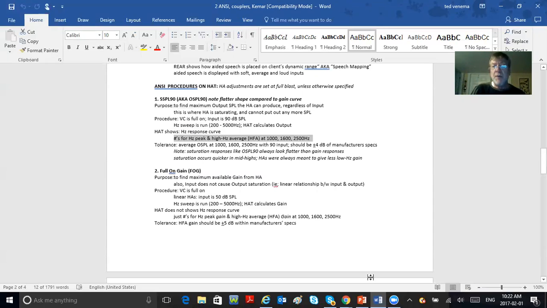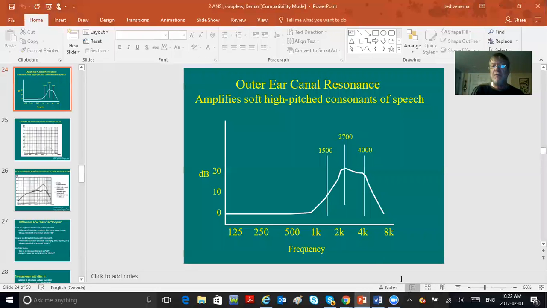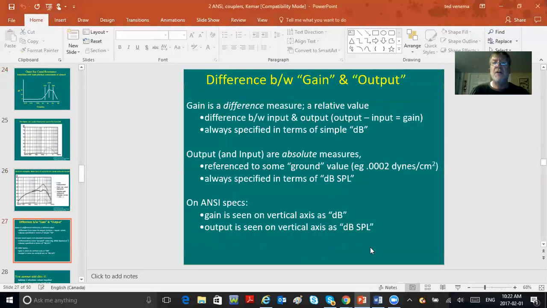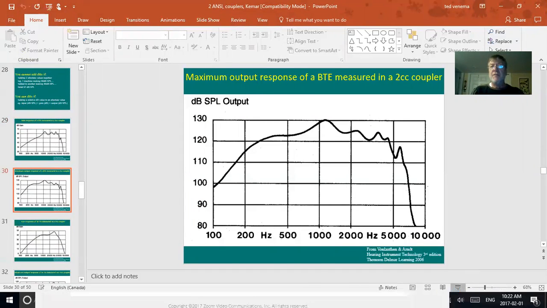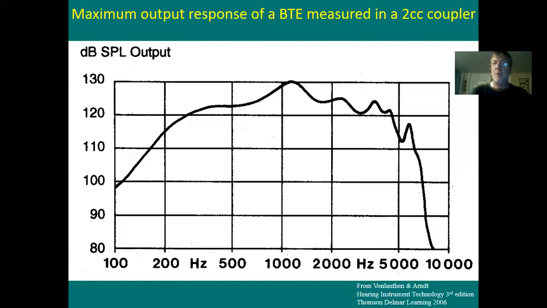Want to see an example? Let's look at the PowerPoint slides. Here is an example of maximum power output of a BTE measured in a 2cc coupler. dB SPL output. Right away, you know it's got to be output. There are the numbers, and plus, gain of a hearing aid would never be 130. The maximum gain of hearing aids is about 80. So even just by looking at the numbers, you can tell this has got to refer to output.